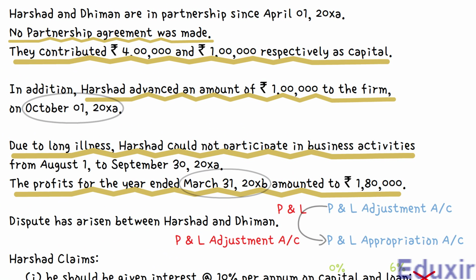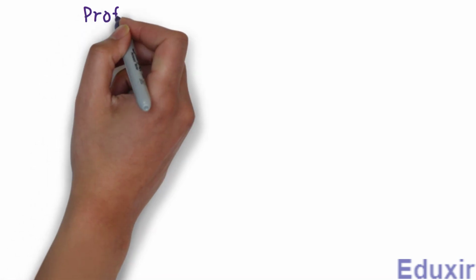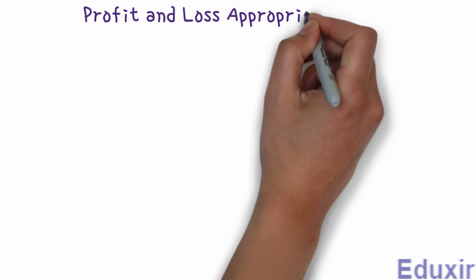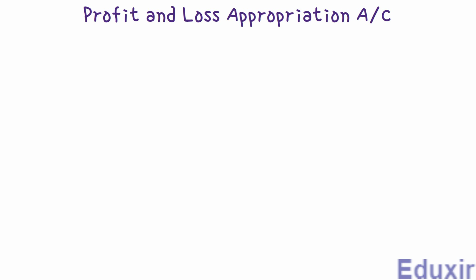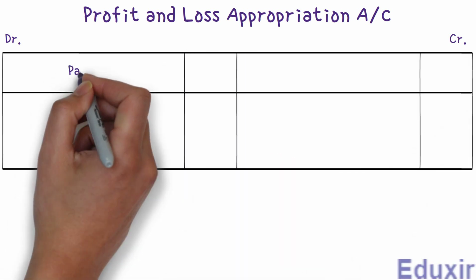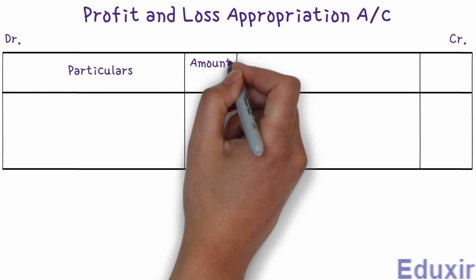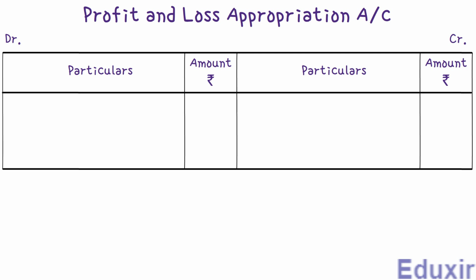Let's now deal with the corresponding credit entry. As we have already discussed, we need to post the corresponding credit entry into the profit and loss appropriation account. But first, let's prepare the format of the profit and loss appropriation account as it is not yet prepared. Let's first write the title as Profit and Loss Appropriation Account. Let's then write the headers DR and CR to designate the debit and credit sides respectively. Let's now have the individual columns for particulars and amount in rupees on the debit side.